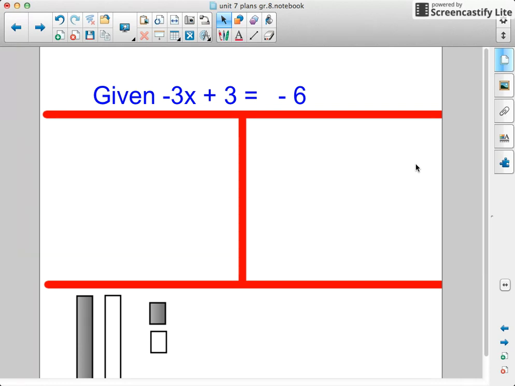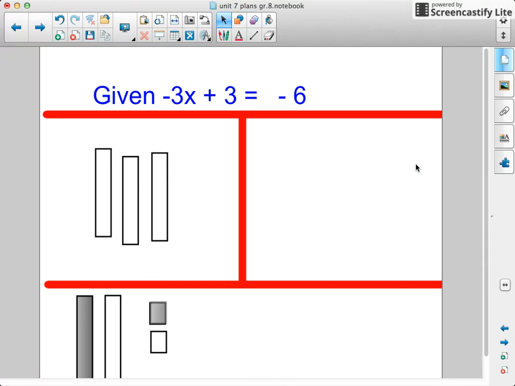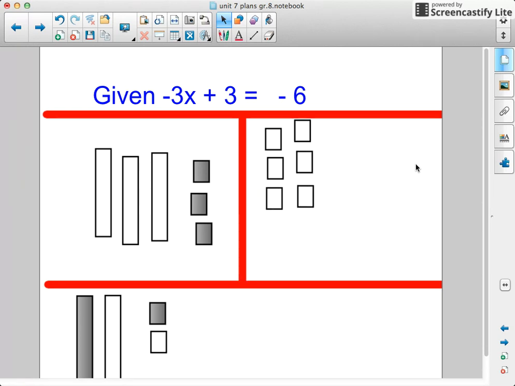Okay, let's try this one. Negative 3x plus 3 equals negative 6. Now this one's tricky because I have negative variables, and I want positive variables because I want to know what a positive x equals to make this statement true. So what I'm going to do to make them positive variables is I'm actually going to take the variables and bring them to the other side, these ones. And I'm going to take these constants and bring them to this side. Okay, that would give me positive variables.